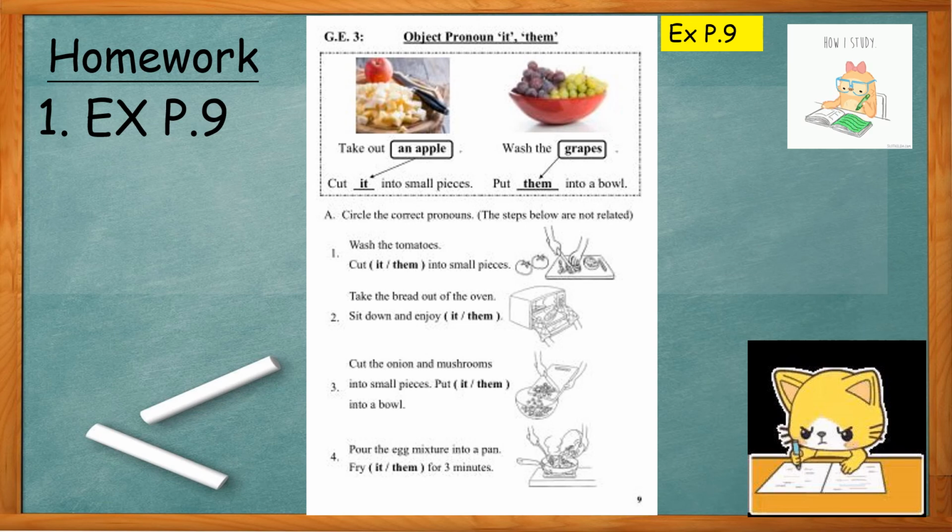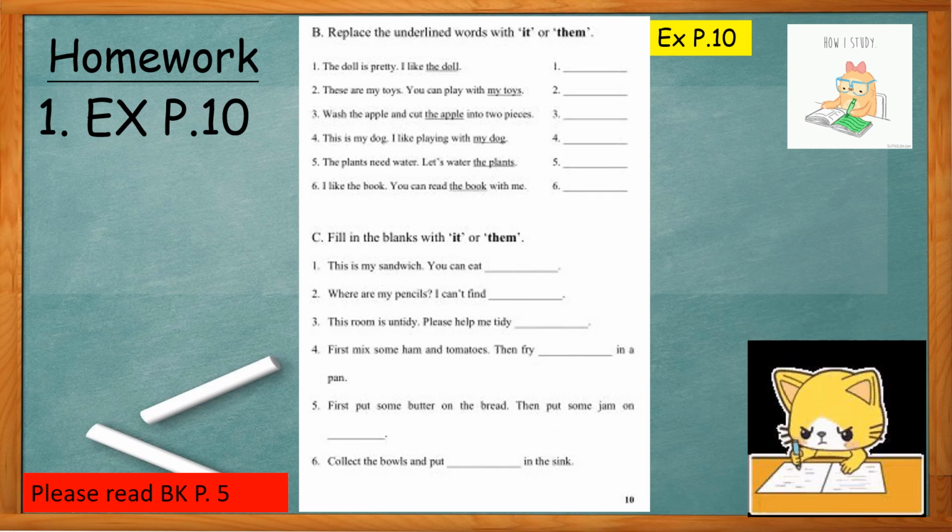For example number 2, wash the grapes. Put them into a bowl. The answer is them. The word them refers to the grapes, so we circle the grapes. Grapes is a countable noun and there are more than one, so we use them. Please do the rest. I'm sure you can finish exercise book page 10 on your own.